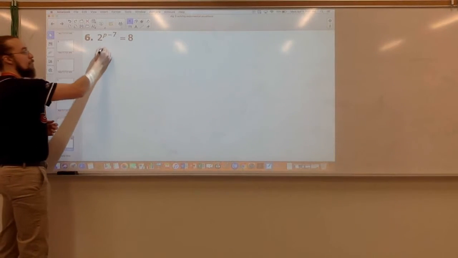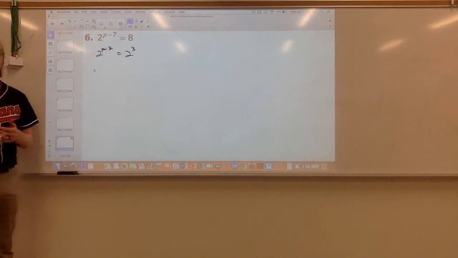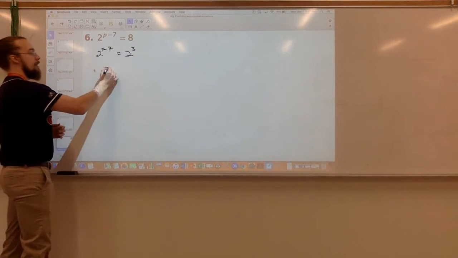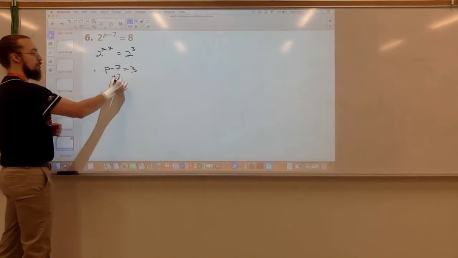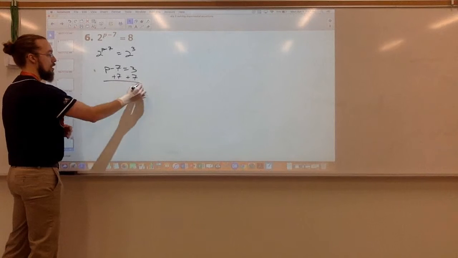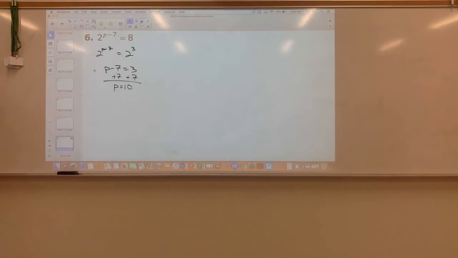So I can rewrite this as 2 to the p minus 7 equals 2 to the third. Then I can set my exponents equal. And this is pretty simple to solve. Just add 7. We get p equals 10. Good with that one?